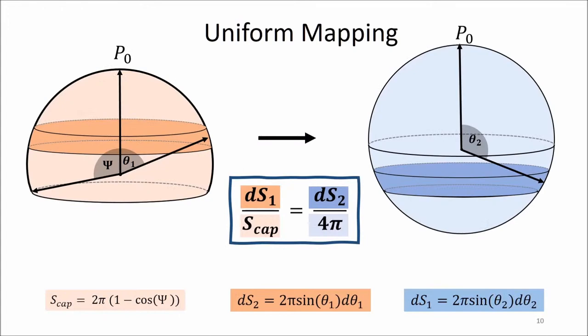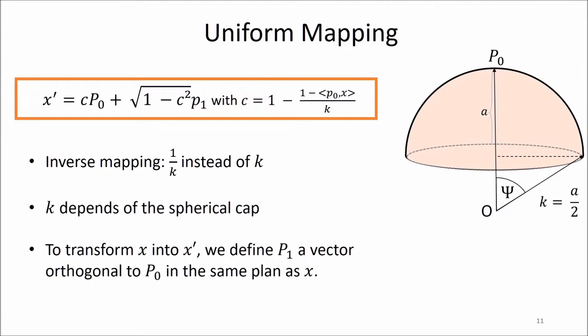To respect this property, the main idea is to respect the following equality. We want the map to map an infinitesimal ring from the surface of spherical cap to the surface of the whole unit sphere by sliding it along the P0 axis, being the main axis of the spherical cap. The equality to respect is that the area of the infinitesimal ring over the area of the spherical cap should be equal to the area of the mapped infinitesimal ring over the area of the surface of the whole unit sphere. I will not have the time to explain all the detail of the math, but at the end, you will end up with the following formula.